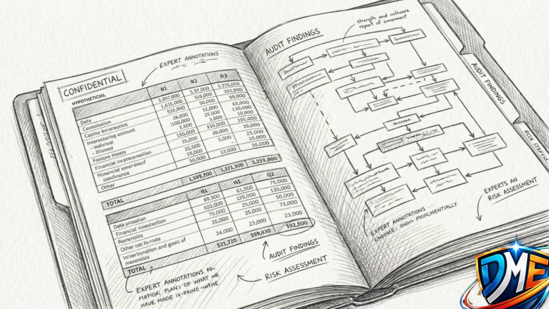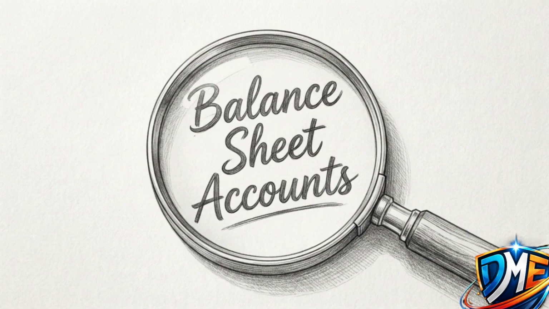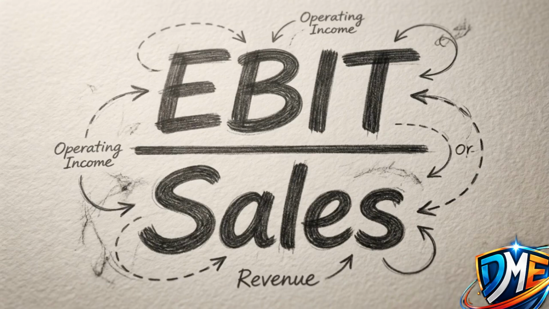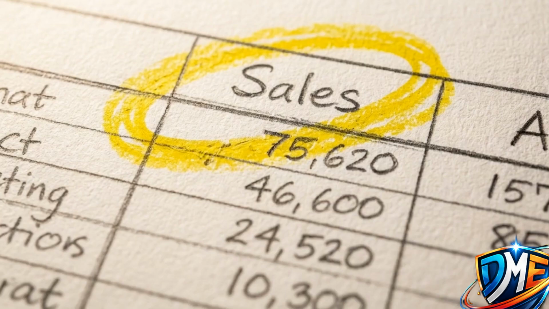We can test this framework using a hypothetical dataset provided by the OECD. We will look at a tested party, TestCo, and a comparable company, CompCo, over 5 years. The adjustment process evaluates 3 accounts: trade receivables, inventories, and trade payables. Because the TNMM evaluates a ratio, such as earnings before interest and tax divided by sales, the working capital footprint must be measured against that exact same financial base. Here, the appropriate base is sales.